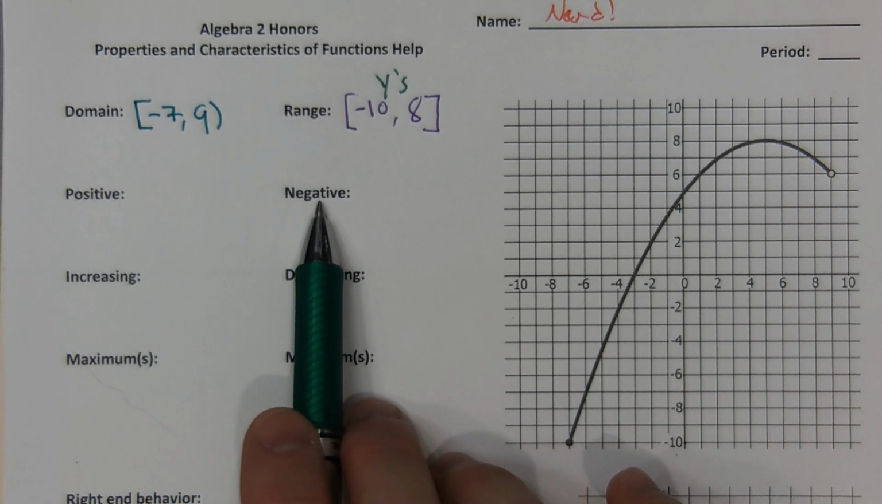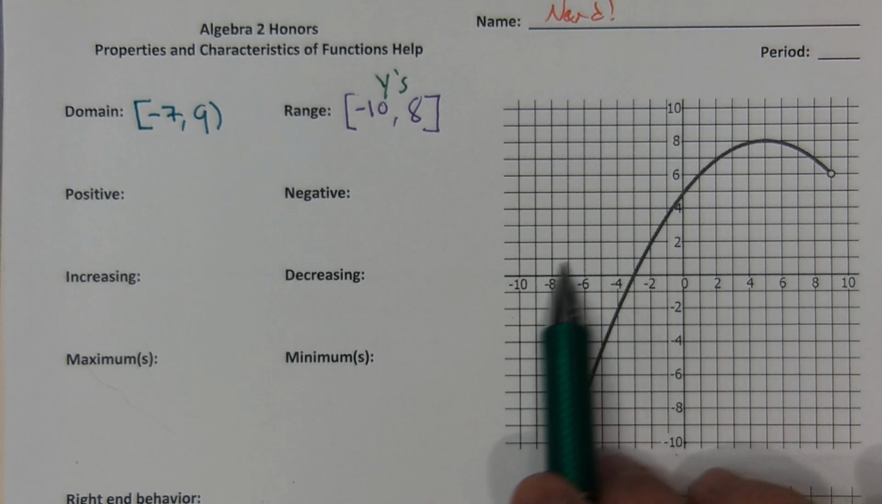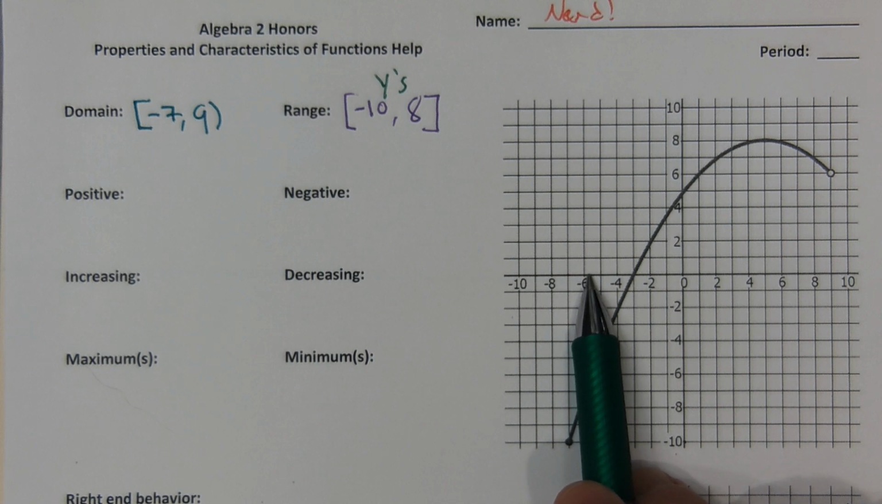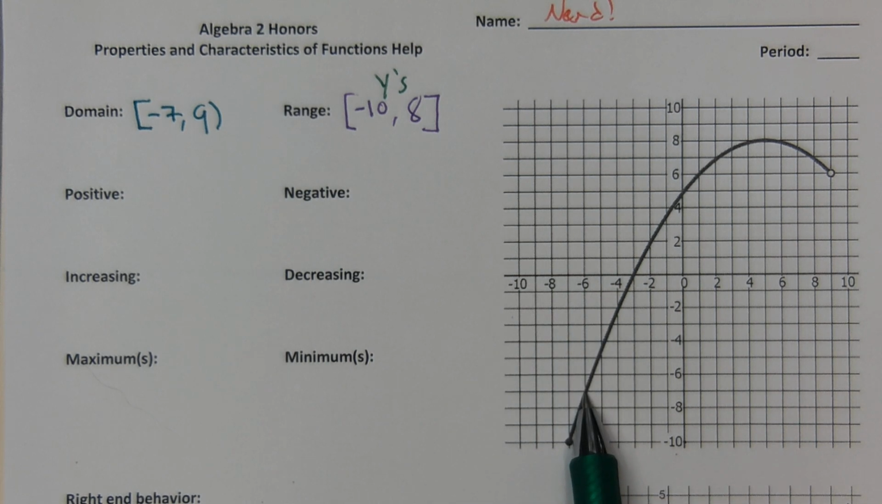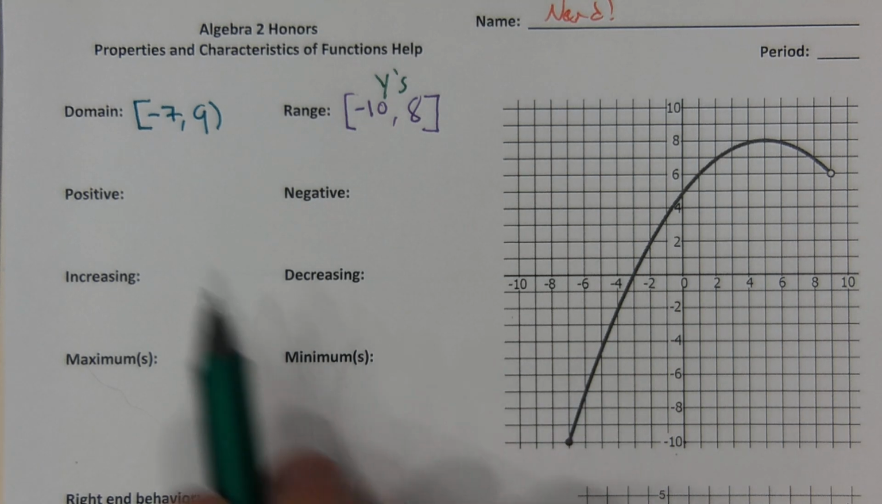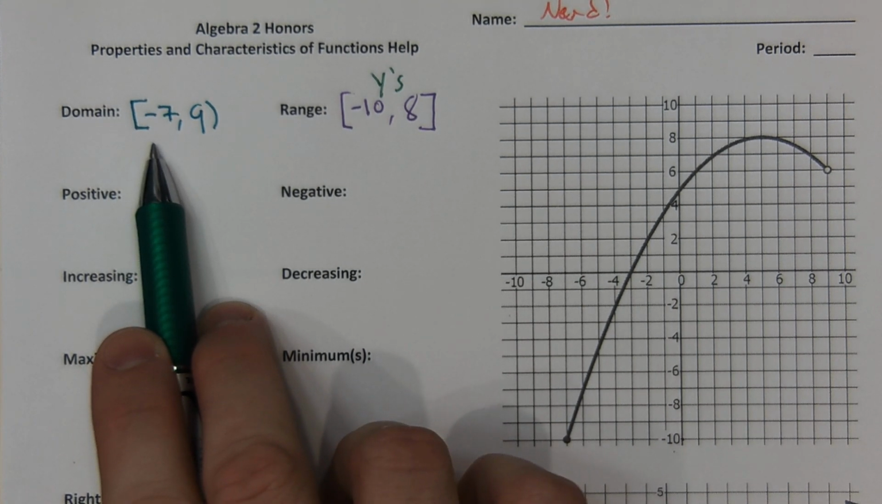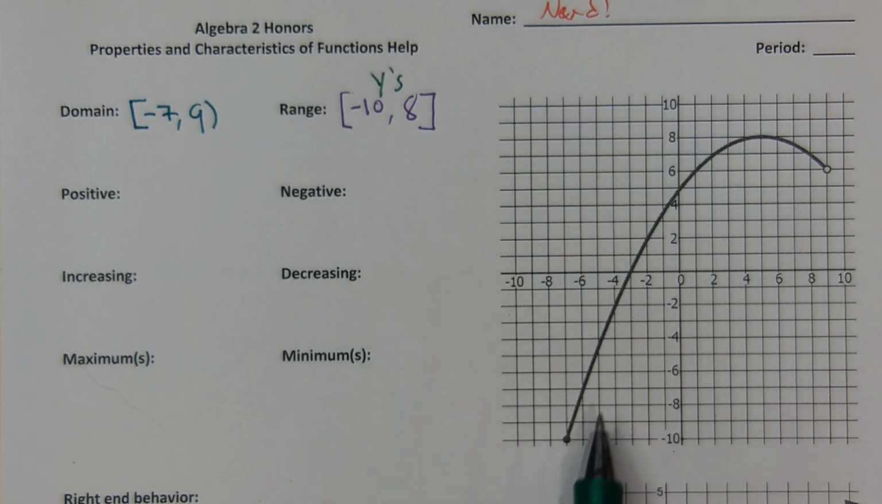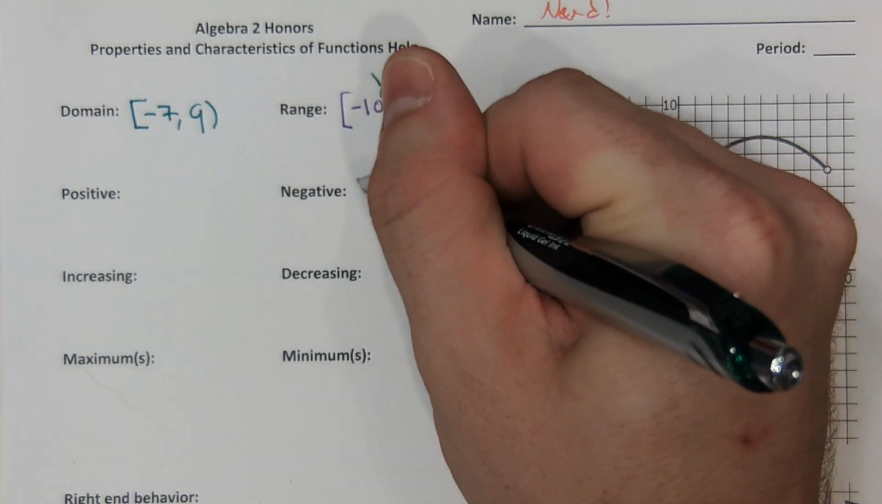Positive and negative has to do with whether or not the y value was positive or negative. So we said our domain began over here. So you're looking over here, and you're noticing that you have to look down to see your curve. Well, down here, all your y values are negative. So your domain is going to begin with negative y values. So our negative values begin at x equals negative 7.